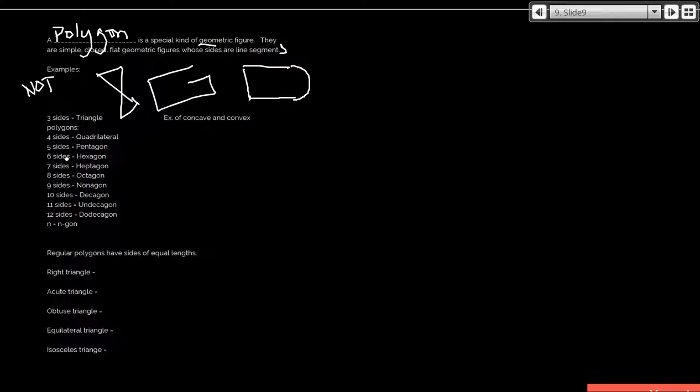Now there's different kinds of polygons. You should know these. If it has 3 sides, it's called a triangle. 4 sides, quadrilateral.